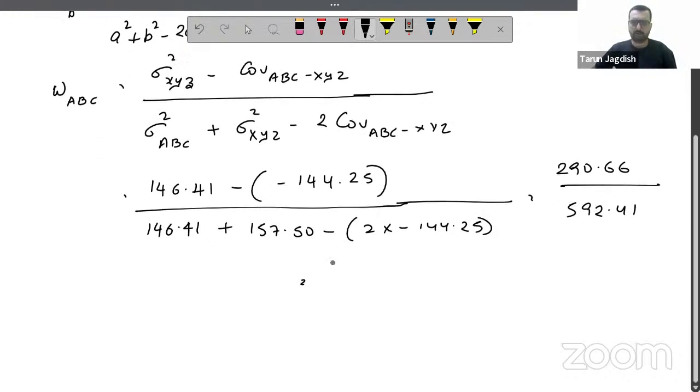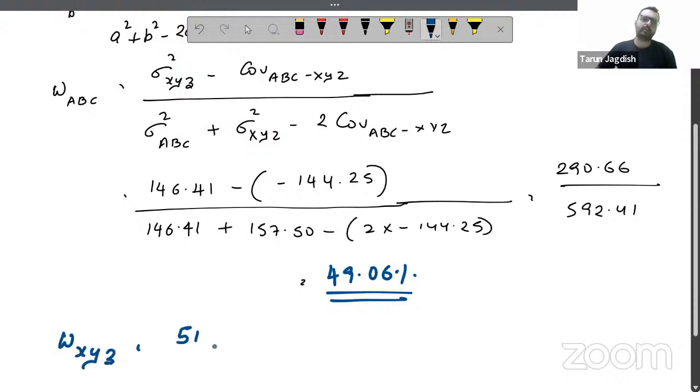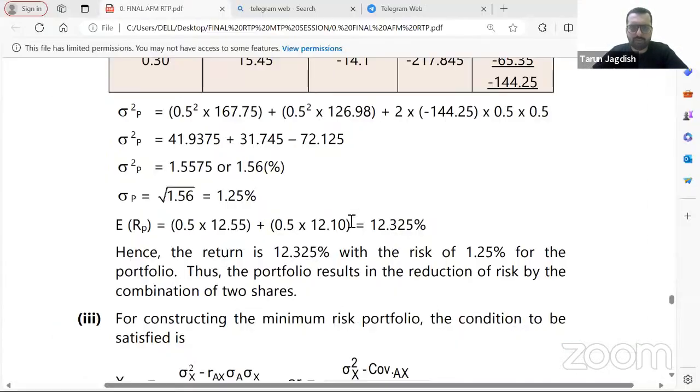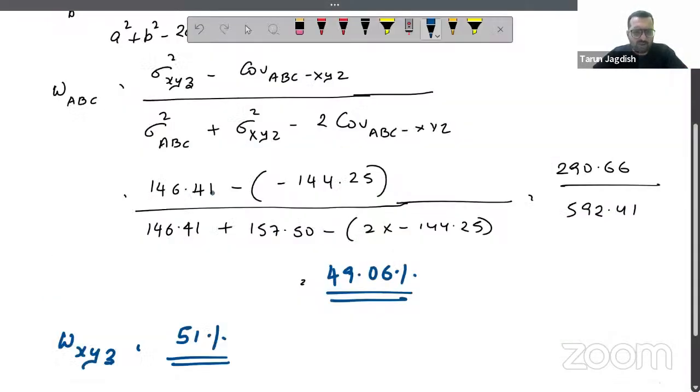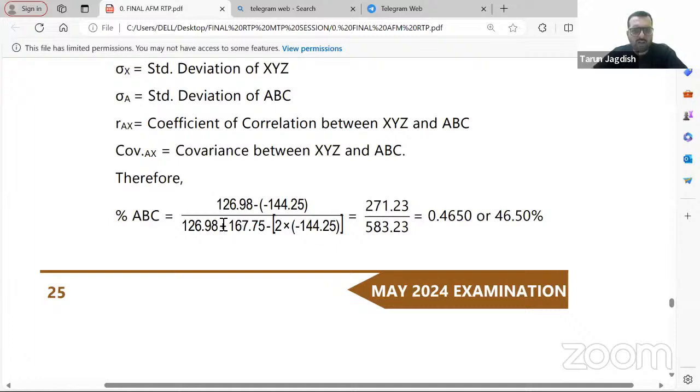Can somebody please work out and tell me? Do you get the answer as 49.06%? So 49% is the weight of ABC. Therefore, your weight of XYZ will be how much percentage? Approximately 51%. Shall we cross check? They've got 46, is it? So I think there is a rounding off difference.